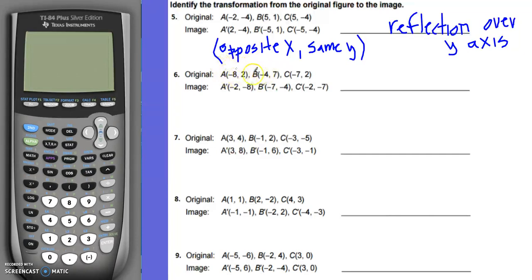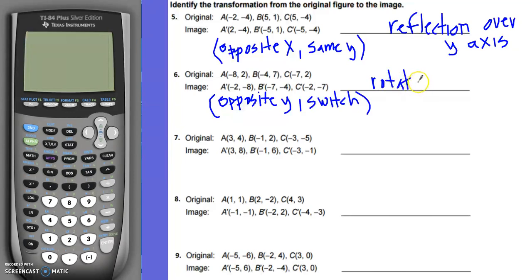Okay, this is a switch. So we are switching, and it looks like it's an opposite y. So we have an opposite y, and we switch. So it's going to be a rotation. And after we rotate it, it's going to be rotating 90 degrees counterclockwise.